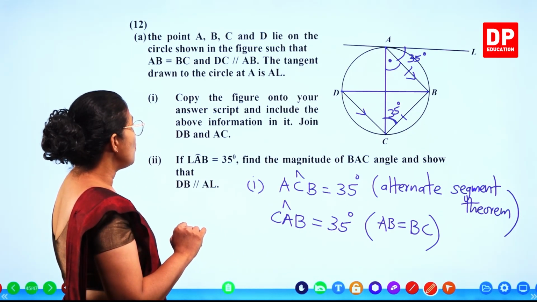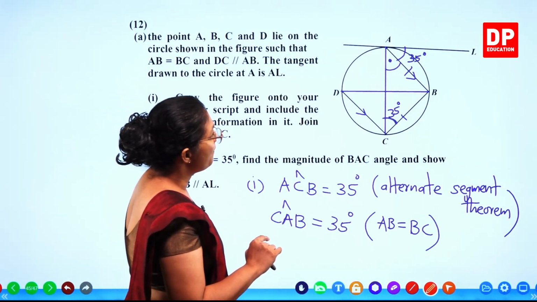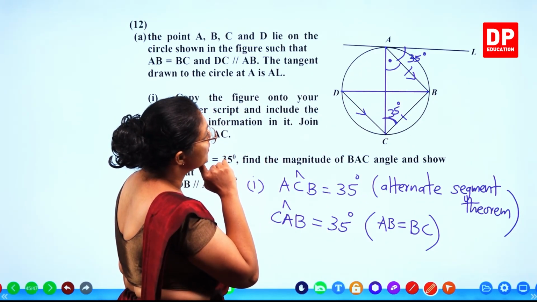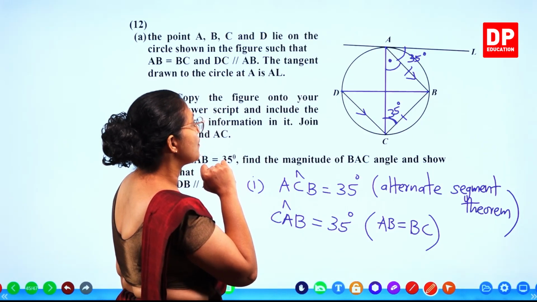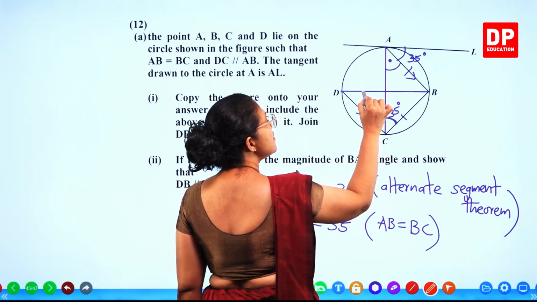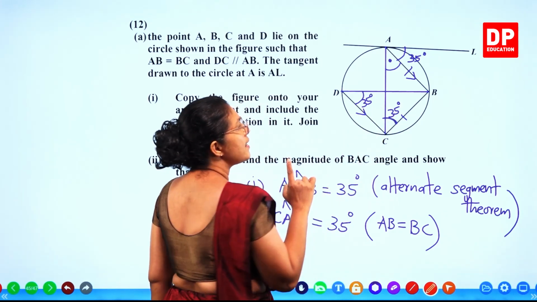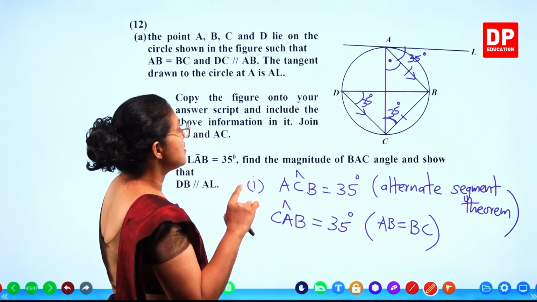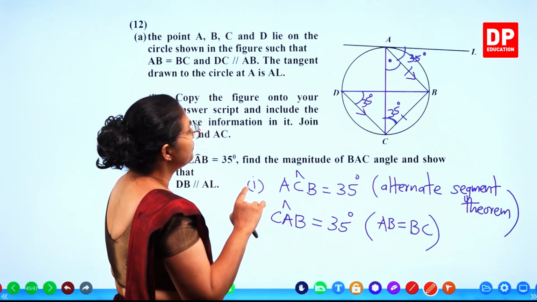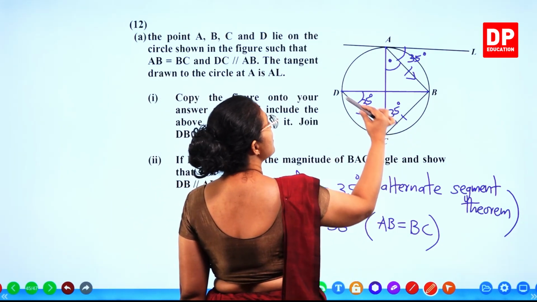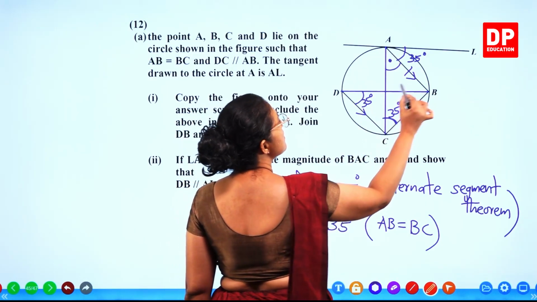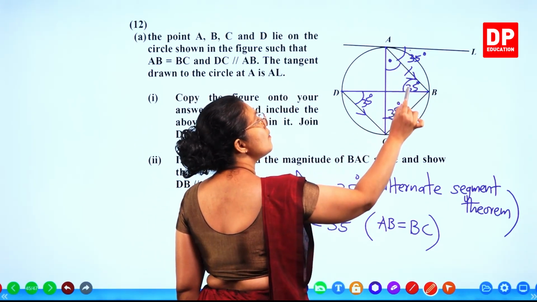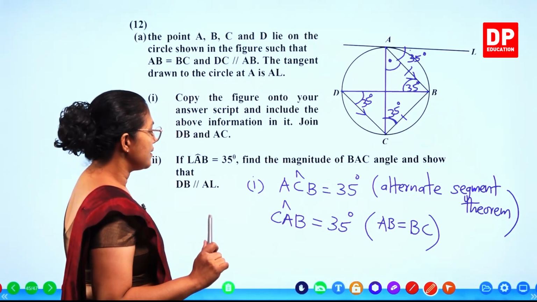And then from that you have to show that line DB is parallel to AL. How do you show that these two lines are parallel? Now see, this is 35. This is also 35. Same segment angles are equal. Then what else can we write? This is 35, and this is also 35. Can you see? These two lines are parallel. This is 35, this is 35. Now, alternate angles are equal. That means the two lines are parallel.